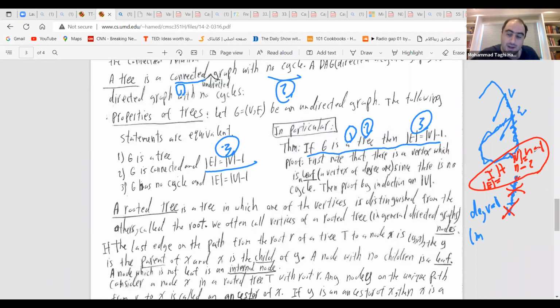So this graph is connected and has n-1 vertices. By the induction hypothesis, it should have n-2 edges. Now, the original graph had one more vertex and one more edge. So the number of edges E should be n-1, because there is one more edge there. So that proves this, which says essentially that 1 and 2 imply 3. Clear?